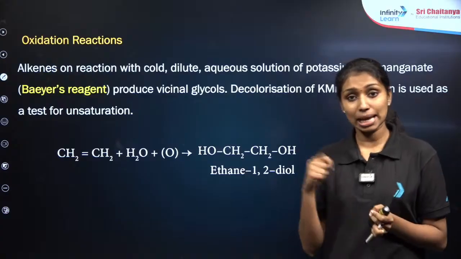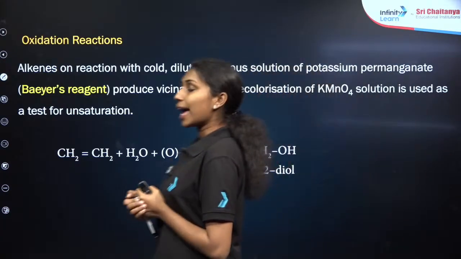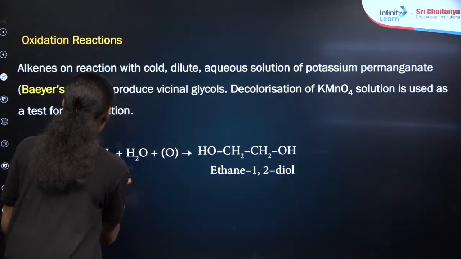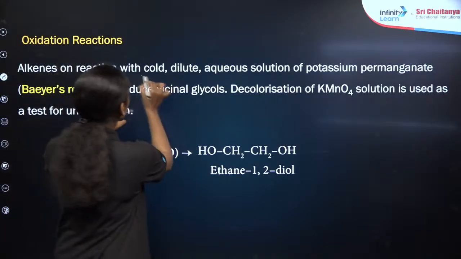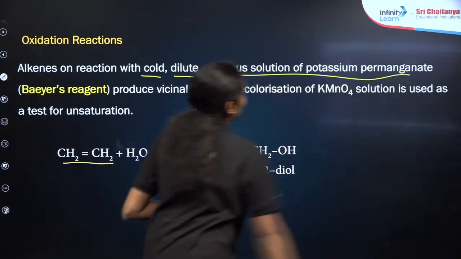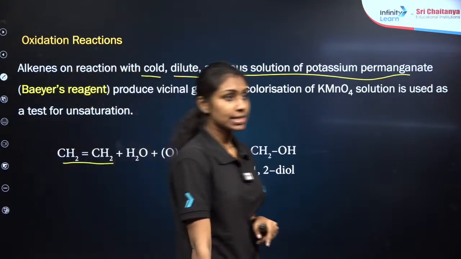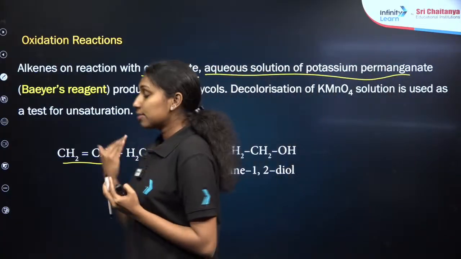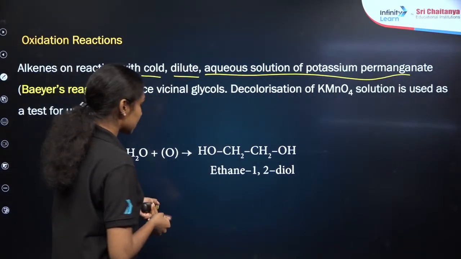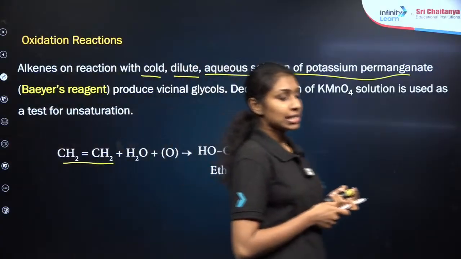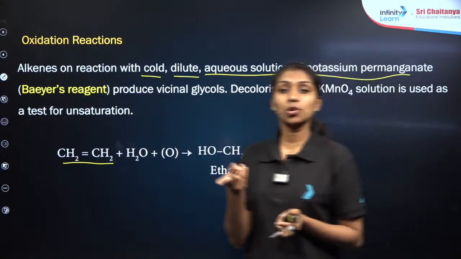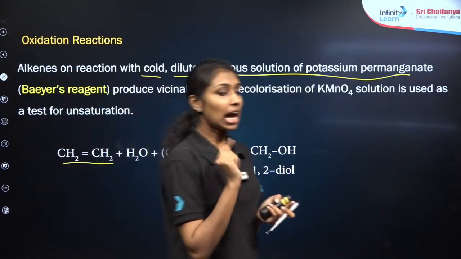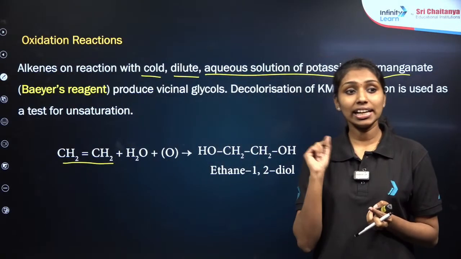Now let me move to the next type of reaction, that is the oxidation reaction. Here I am treating the alkenes with a cold dilute aqueous solution of potassium permanganate, KMnO4. I will observe that the product is vicinal diols. What are vicinal diols? Just like vicinal dihalides, two OH groups will be present on adjacent carbon atoms. These are known as vicinal diols.